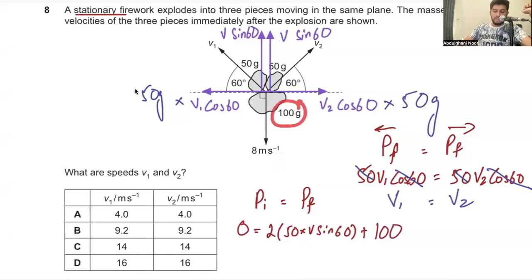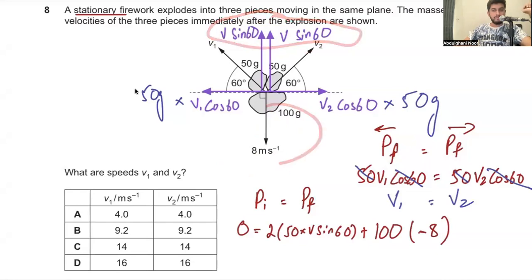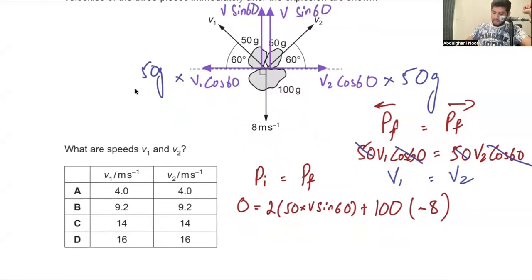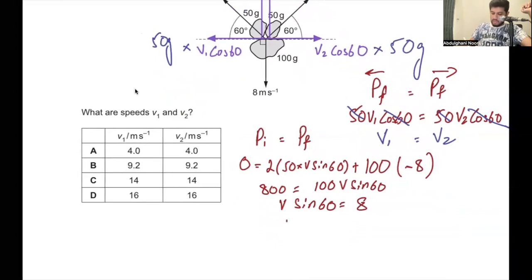100 is the mass multiplied by the velocity minus 8. Once again, you may ask कि जी ये -8 क्यों लिया? मैंने -8 इसलिए लिया क्योंकि अगर upwards को हम positive ले रहे हैं तो downwards को हम क्या लेंगे? Negative लेंगे. सही? तो या तो हम इनको negative ले लें या तो हम इसको negative ले लें. ठीक है? एक ही बात है. And that gives me 800 is equals to 100v sine 60. V sine 60 is equals to 8. Hence, V is equals to 9.2.